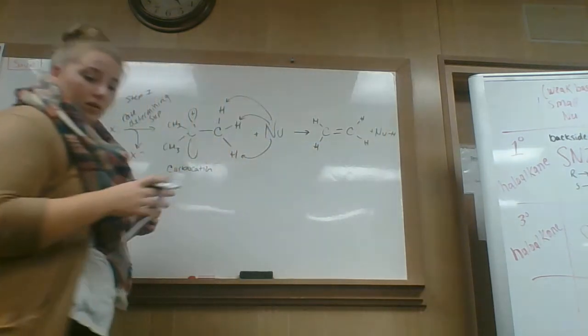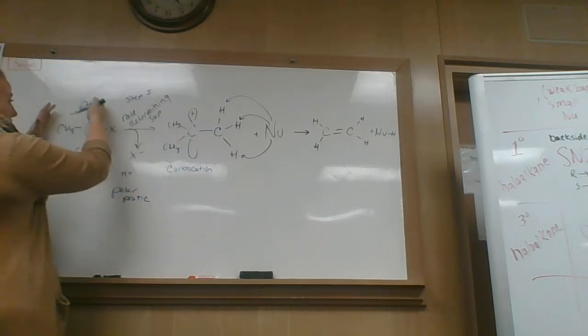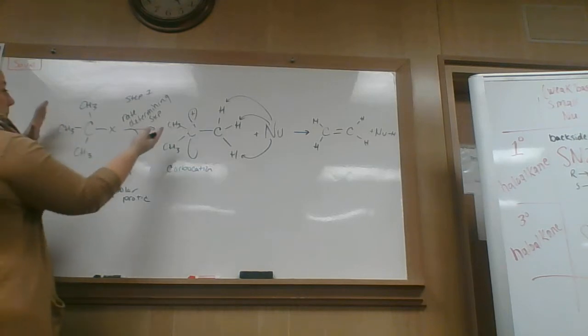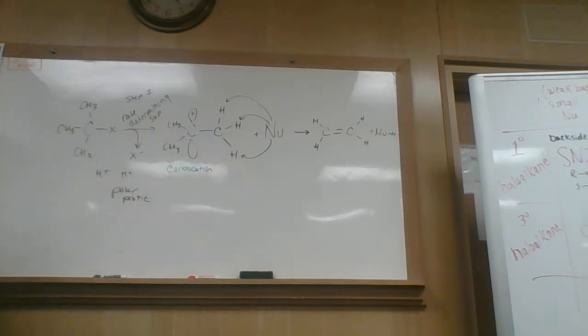Okay, so E1, again, elimination. For elimination reactions, we know that our final product is going to be an alkene. You'll also notice that I didn't change anything. I just rewrote a tertiary because that's technically what would be most preferred. Nothing changes in this step one. It's identical when you're looking at the steps.